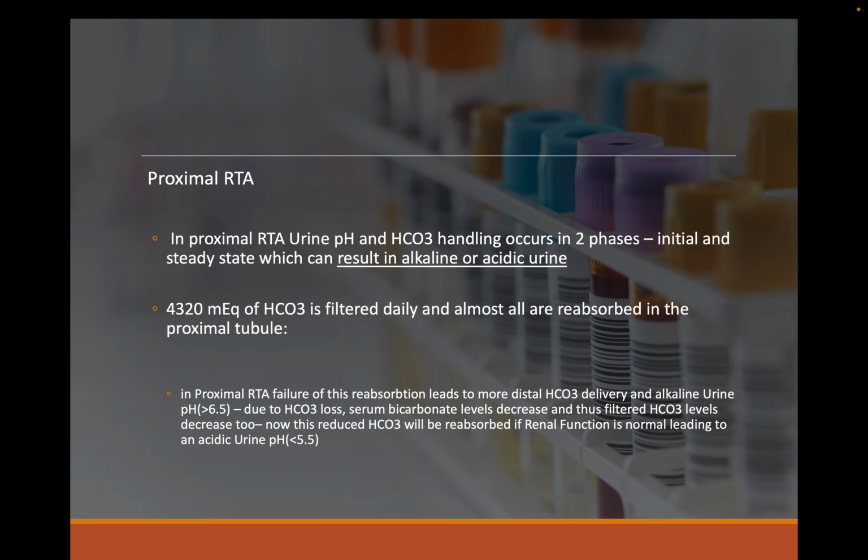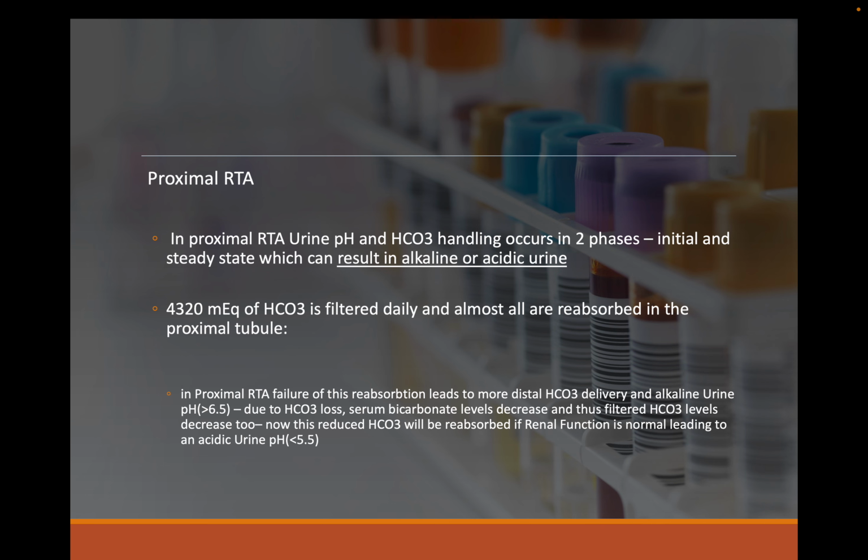Proximal RTA also: most of the bicarb which is filtered is absorbed in the proximal tubule. Around 4,320 milligrammes of bicarb is generally filtered daily, and most of it is absorbed proximally. So in proximal RTA, whatever cannot be absorbed there is generally compensated and conserved, absorbed at the distal levels.